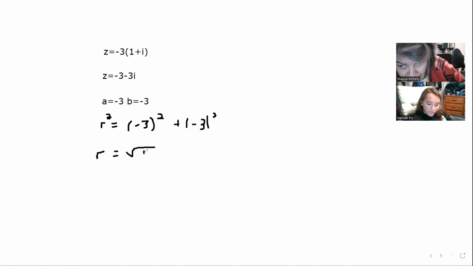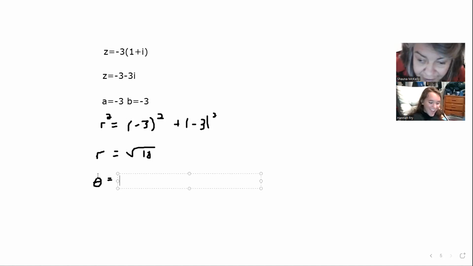And for right now, I'm not going to worry. I'll come back to pulling out the perfect root and writing this as a different number in a second. But this is the square root of 18 for right now. Okay. Now, how about we get theta? Theta is the tangent inverse, or the arctan, right? Of what? Of -3 over -3. And that's probably the easiest math we've done all night. What does that simplify to be? Arctan, yeah, it's -3 over -3, which is +1, right?